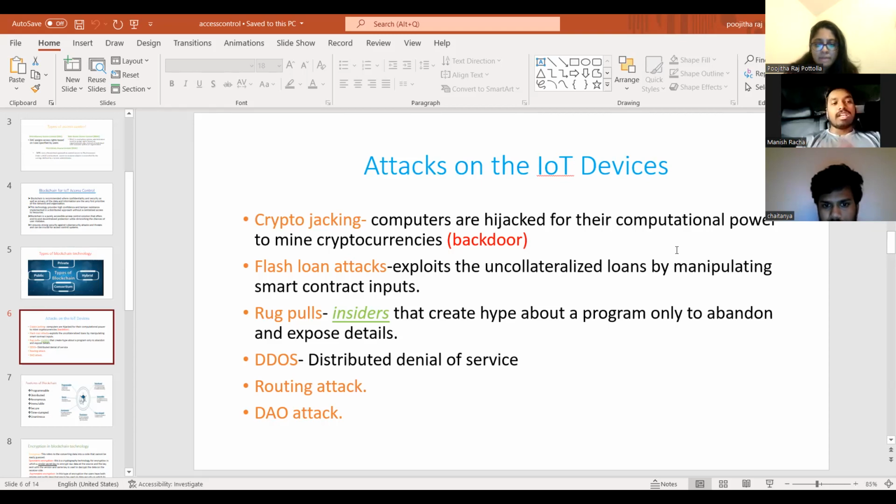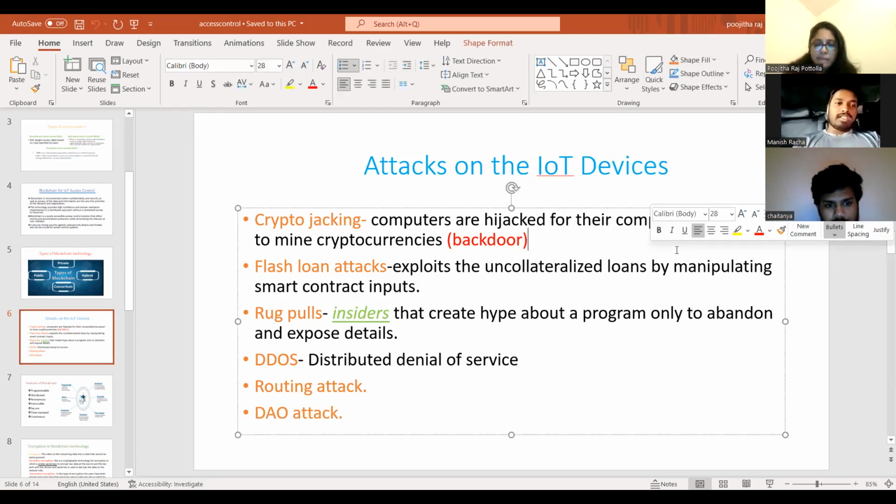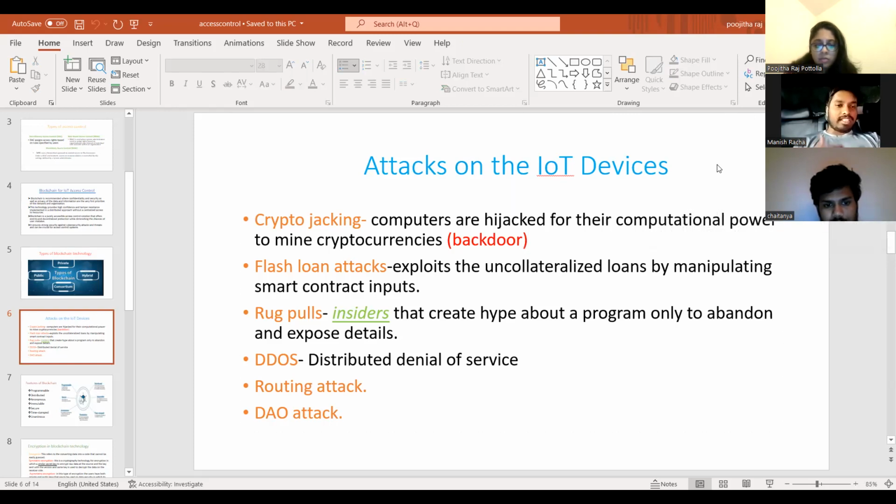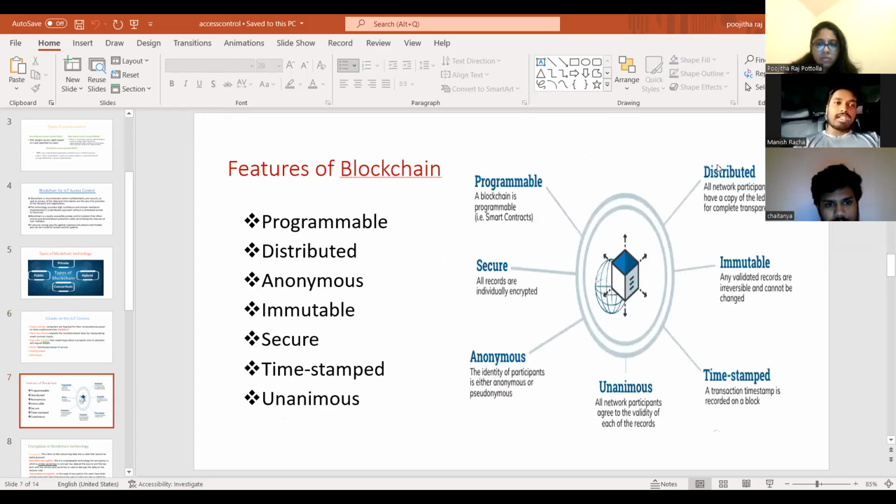The next one is rug pulls, where insiders create hype about a program only to abandon it and expose details. The next one is DDoS, that is distributed denial of service, and the routing attack and the DAO attack.